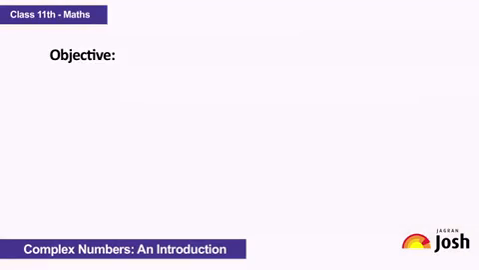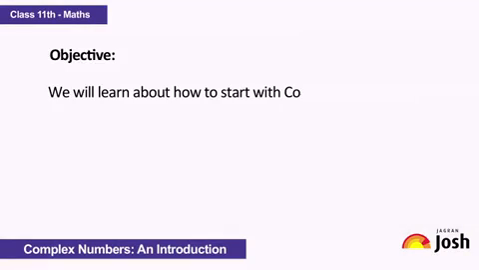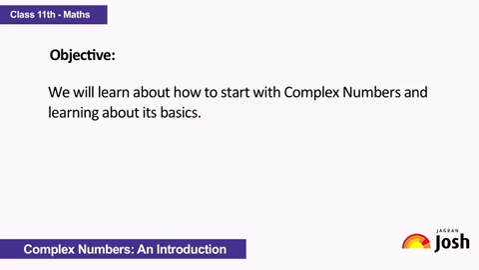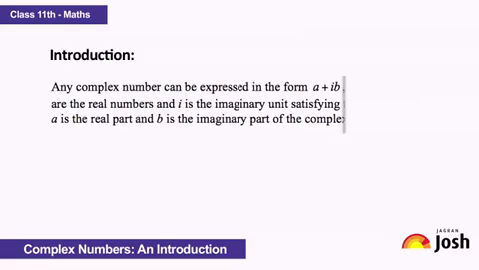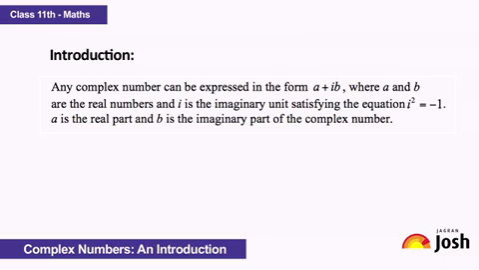In this video, we will learn how to start with complex numbers and learn about its basics. Any complex number can be expressed in the form of a plus ib, where a and b are real numbers and i is the imaginary unit satisfying the equation i square is equal to minus 1. a is the real part and b is the imaginary part of the complex number. Mr. Pushpendra Kumar Shukla from Puran Chandra Vidya Niketan, Kanpur will tell us more about this topic.